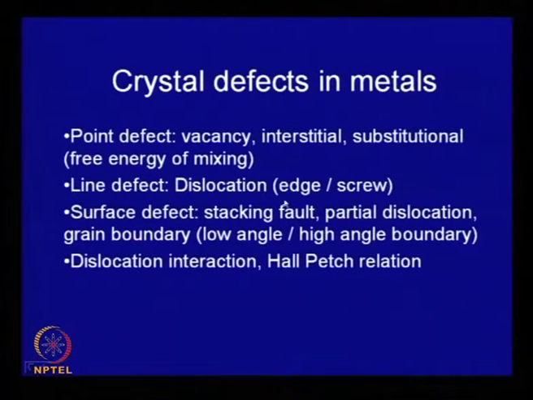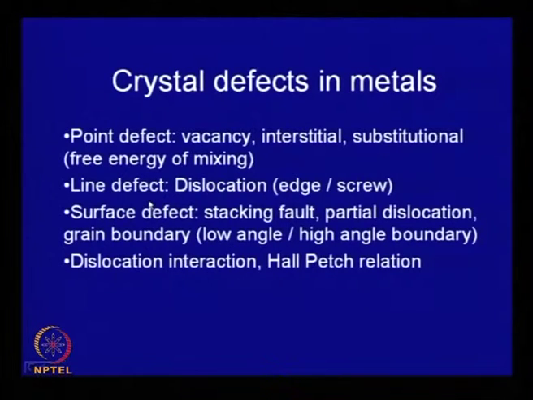So, broadly we will consider point defects, primarily vacancy, interstitial atom, and substitutional atom. We will also try and find out why it is necessary to have vacancy in metals, and how much energy is needed to create a vacancy.